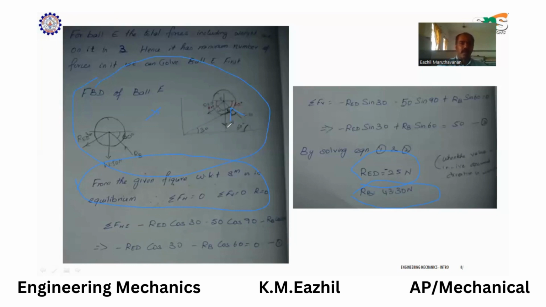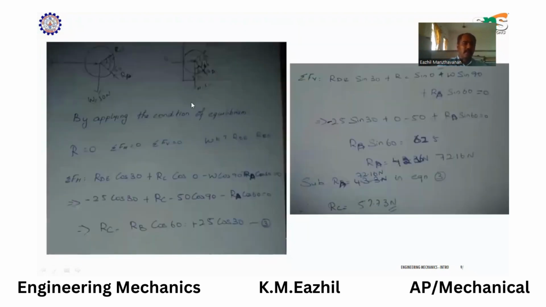Then we have to solve the other ball. Here also we can apply the concept by identifying the angles and applying the conditions of equilibrium: sigma FH equals 0, sigma FV equals 0, and the resultant force will also be 0. The forces acting between RDE and RED will be equal. So we can take RDE as minus 25 over here.